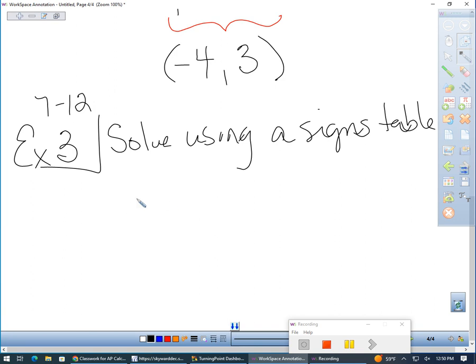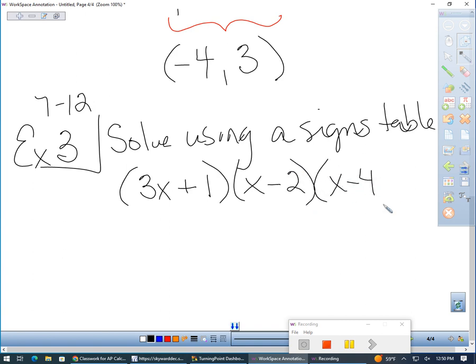And so maybe I have, how about, let's go 3x plus 1 times x minus 2 times x minus 4. And I want to know where this is greater than or equal to 0.